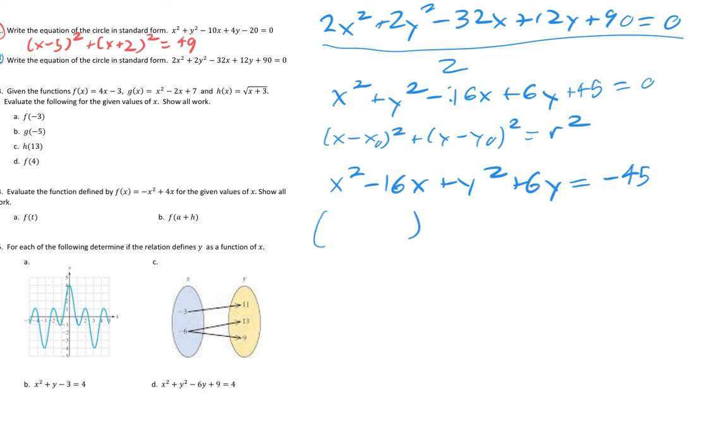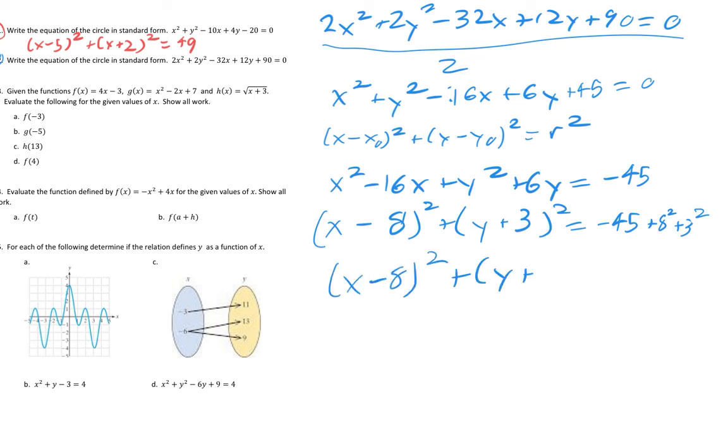So if we do that, we're going to have x. We're going to take our negative 16 and divide it by 2 to give us negative 8. And then now we're going to add 8 squared. So 8 squared. And now we're going to do the same thing with our y. So y, take 6 divided by 2. It's going to give us 3. Now we're going to add our 3 squared on our right side to even out our equation. 3 squared, not cubed. Right? So that's going to leave us with x minus 8 squared plus y plus 3 squared is equal to 28.